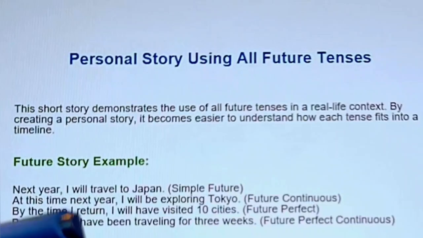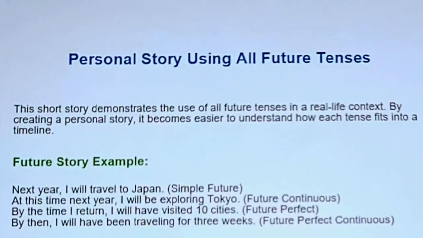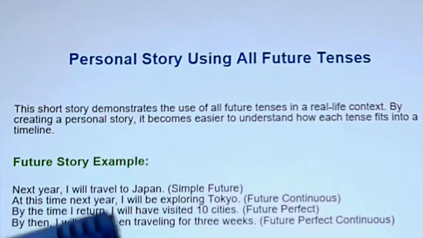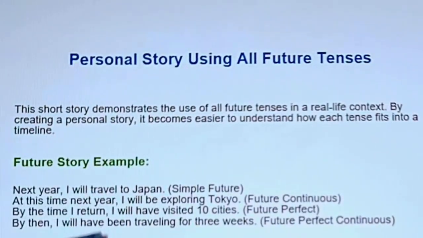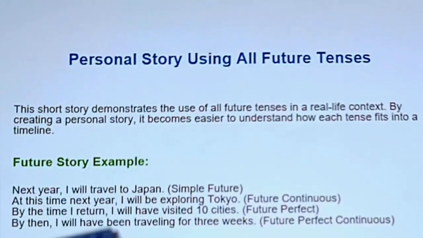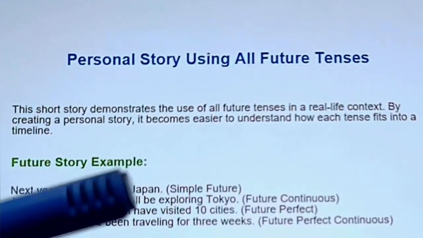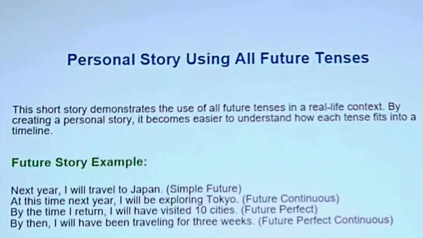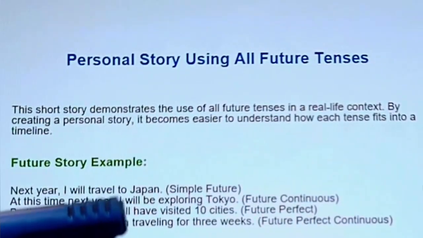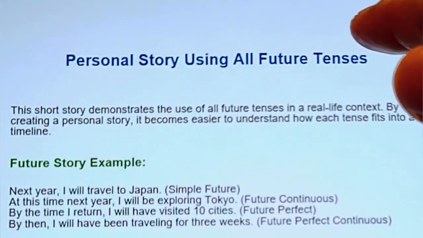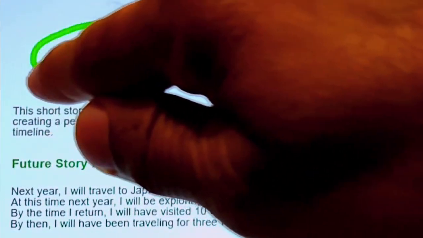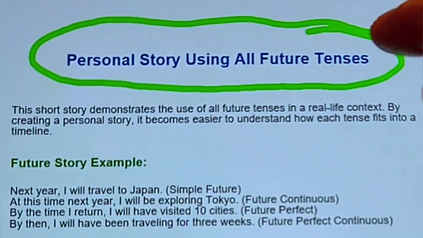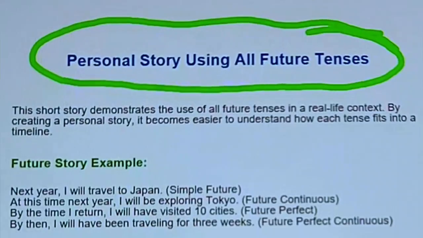Today we're going to discuss how to remember all 12 tenses in a very easy way. We have 5 tricks here that you can use to remember all these 12 tenses very easily. First of all, the first one is a personal story using all the future tenses. We take the example of the future tense here.